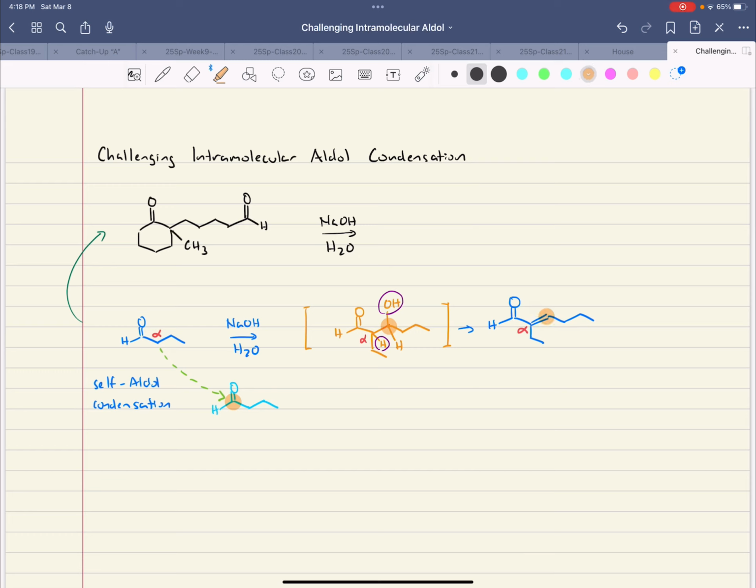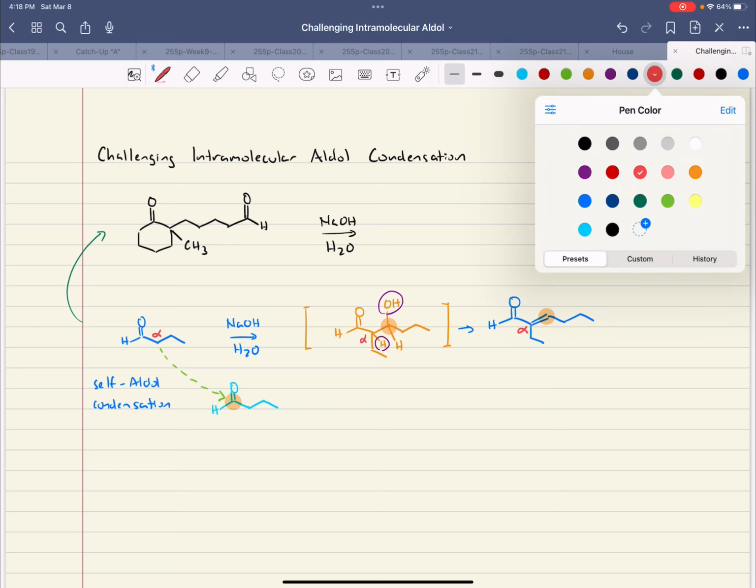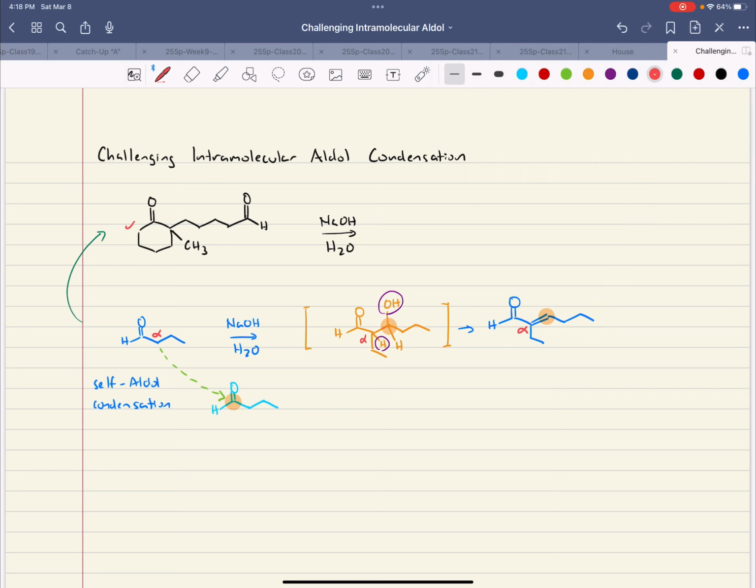Okay, so can we apply that to this intramolecular aldol condensation? Look what we have to do. We have to make a double bond between the alpha and the dot. Okay, and the enolate that did the attacking kept its carbonyl group. And so when I take a look at this molecule, there are several alpha carbons we can use. We could use this one, alpha 1, alpha 2, alpha 3. There is no alpha 4 because that's not an alpha carbon.